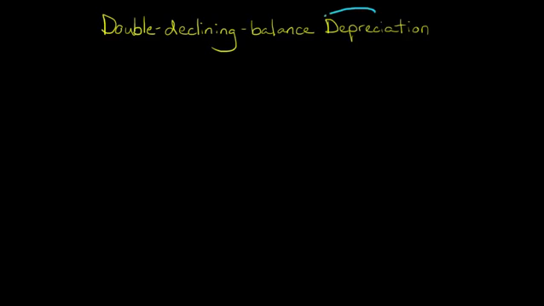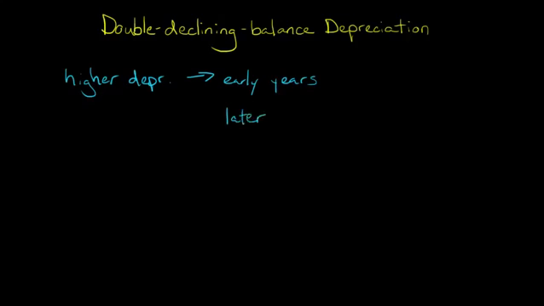Some types of depreciation methods are known as declining balance methods, and double declining balance is probably the most popular one. Basically, it takes higher amounts of depreciation in the asset's early years. Right when you place the asset into service, in years 1, 2, and 3, you're going to have the highest depreciation. Then as the asset gets older and close to being put out of service in those later years, you're going to have lower amounts of depreciation.